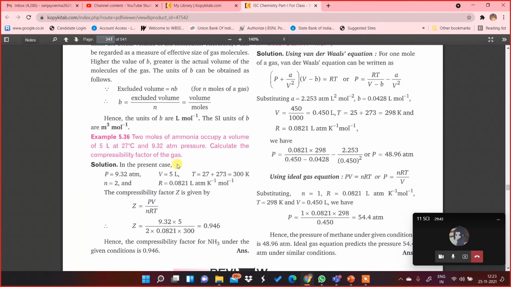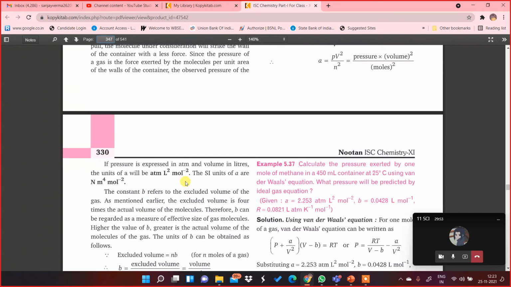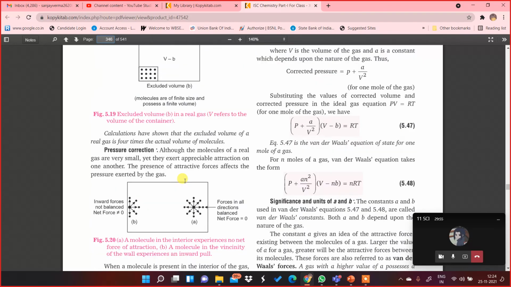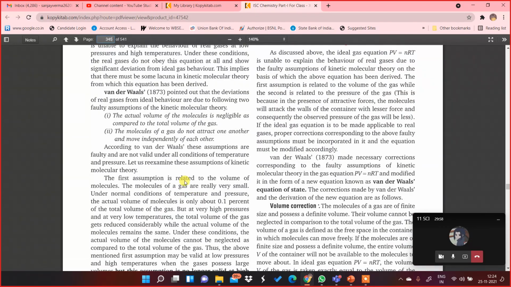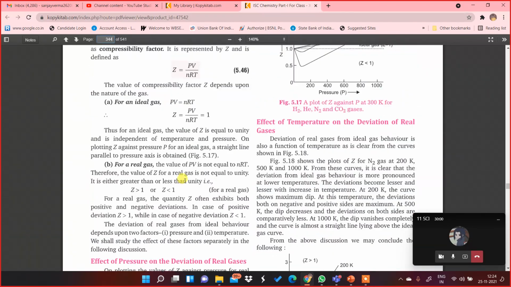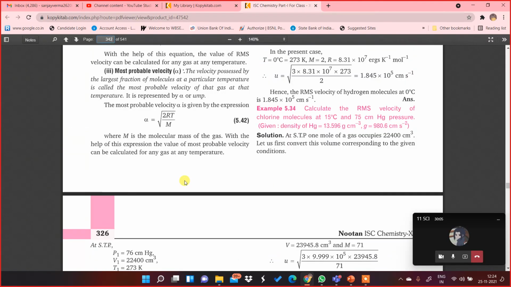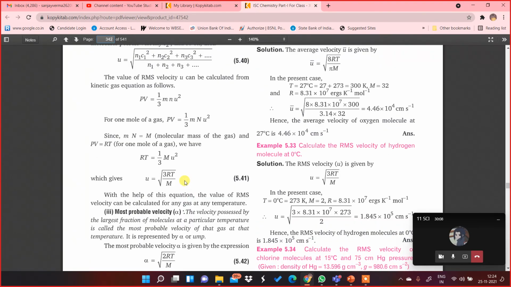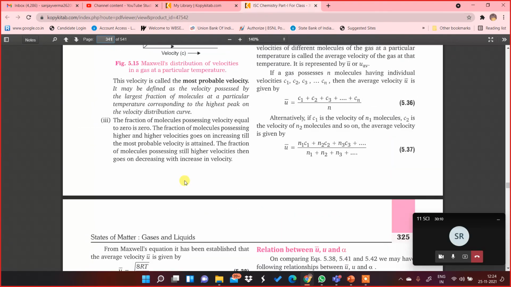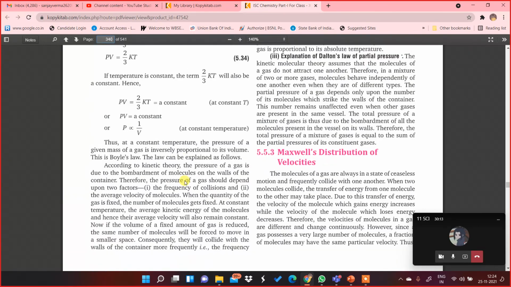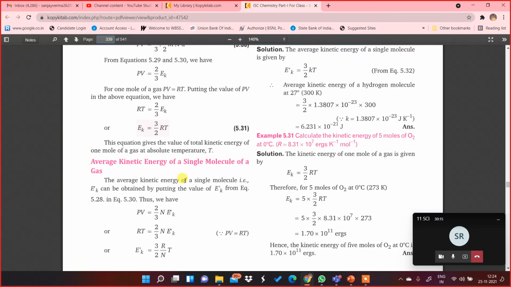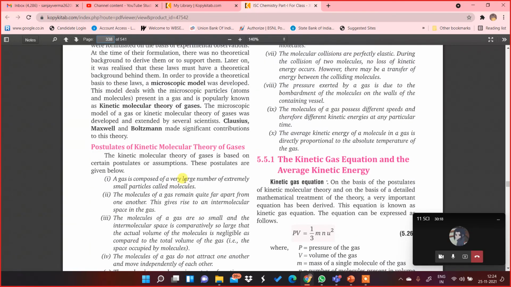Look at this, I was talking about this in the morning. Example 5.36 should be good enough, only this one. The other one, 5.37, you leave out. Before that, the problems over here are also not required. The numericals over here are also not required.